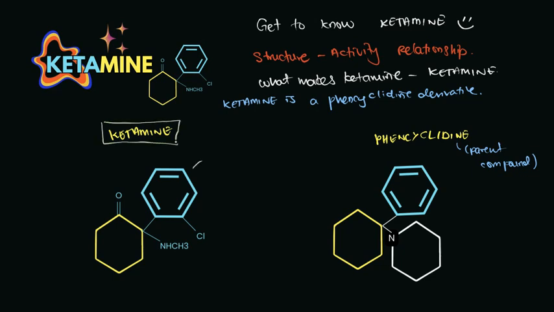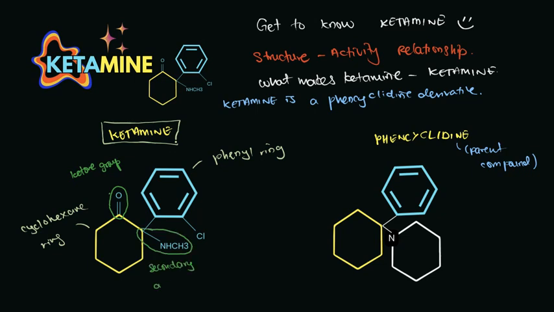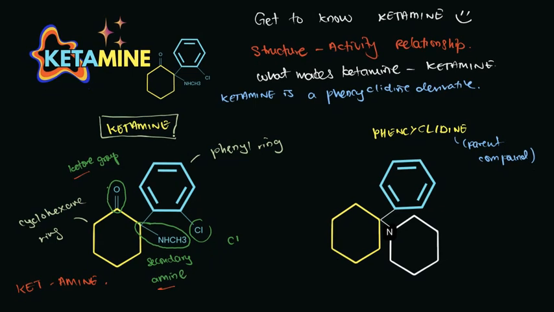So, what makes up the structure of ketamine? It has a phenyl ring, a cyclohexane ring, a ketone group made up of a double bond O, a secondary amine, and a chlorine substituent. Ketamine comes from the name of keto group combined with a secondary amine, so ketamine.